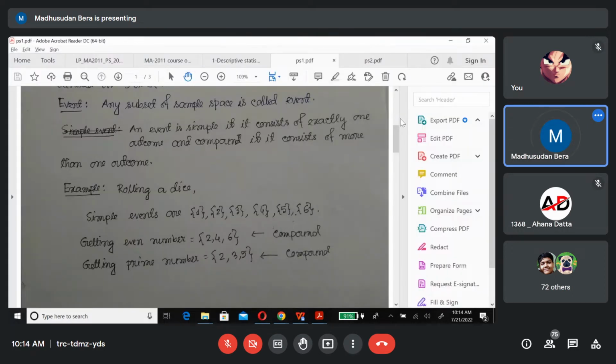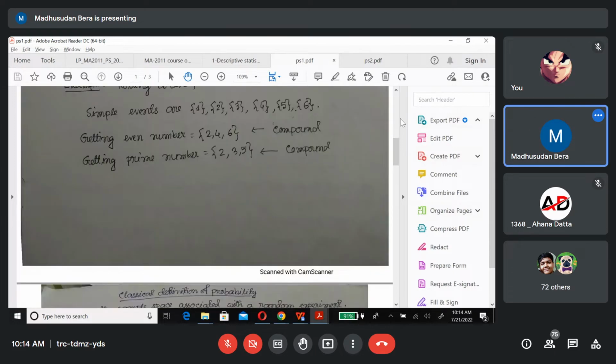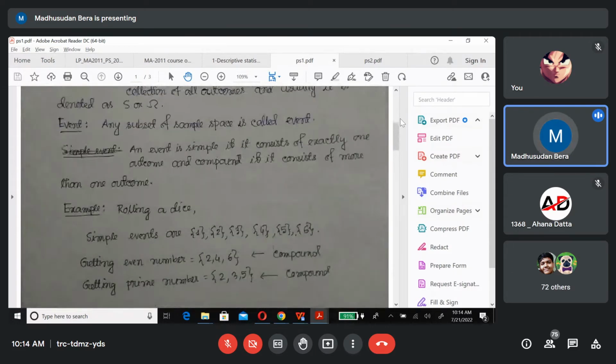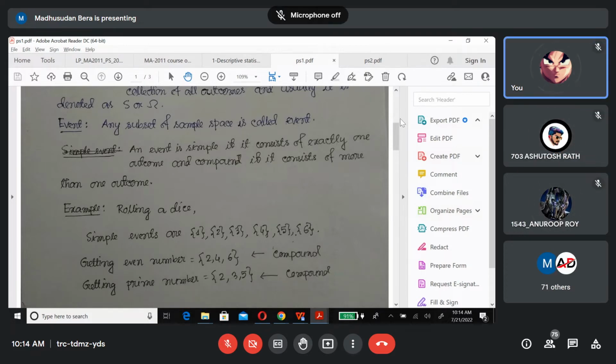So getting an even number, that is a compound event, getting a prime number, that is a compound event. Okay. So event and its classification clear? Hello. Yes, sir. Yes, sir.